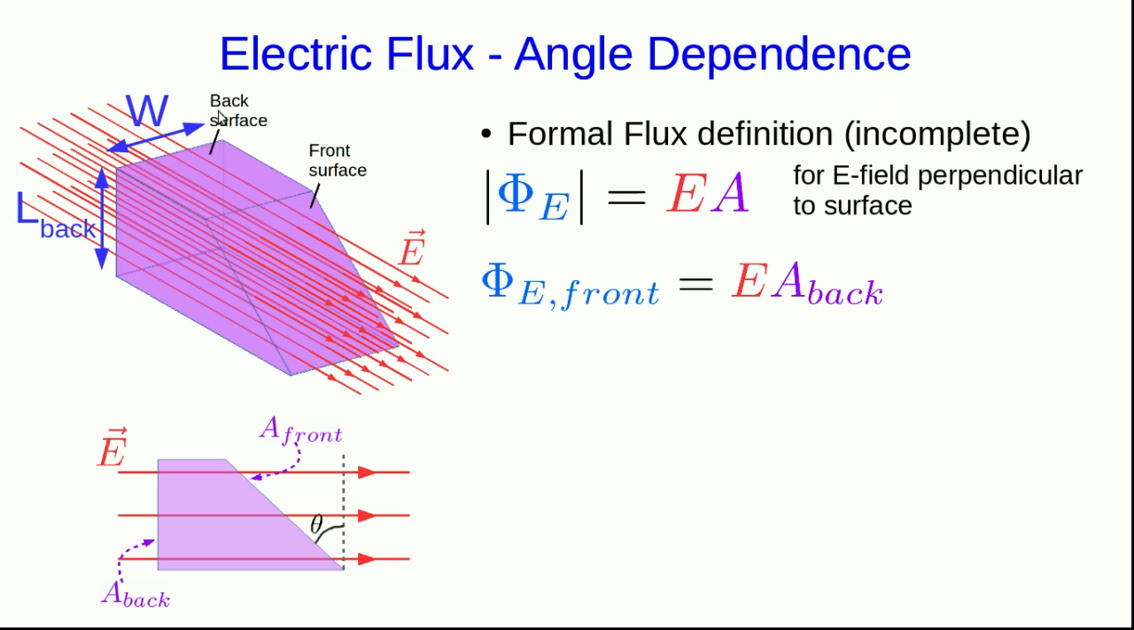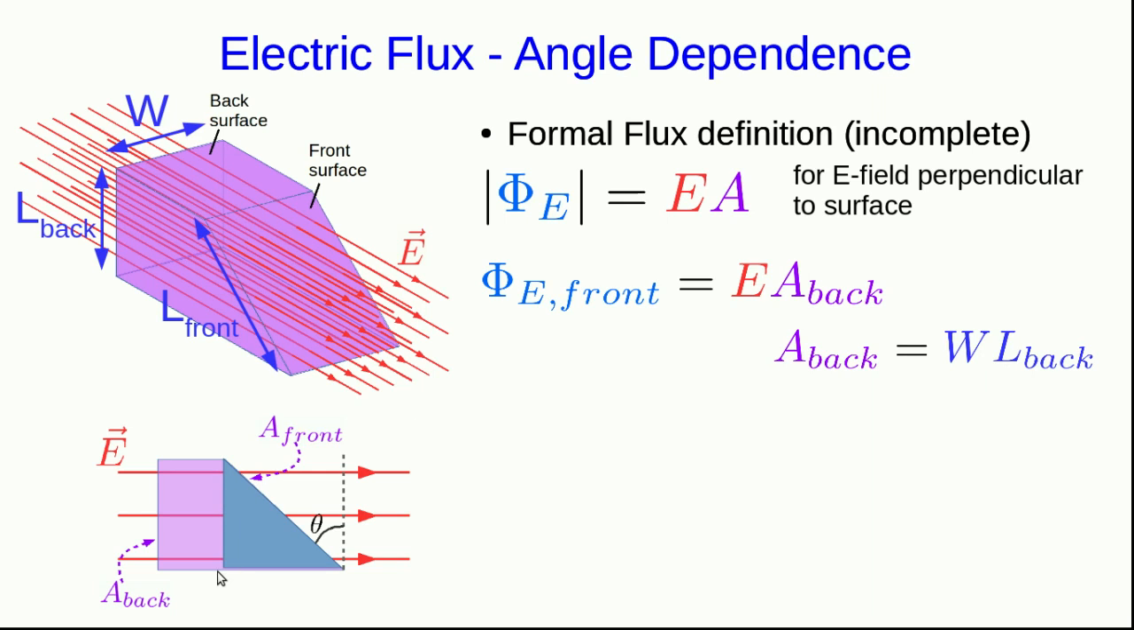The back surface is just a rectangle and has some width w and some what I'll call length L back. And similarly, the front surface has exactly the same width w, but some other length that I'll call L front. Now what I really want is the flux through the front in terms of the E field and the area of the front with whatever angle dependence. And so I want to replace this A back with something in terms of A front. Well, notice A back is W L back. It's just a rectangle. And so all we need now is a relationship between L back and L front.